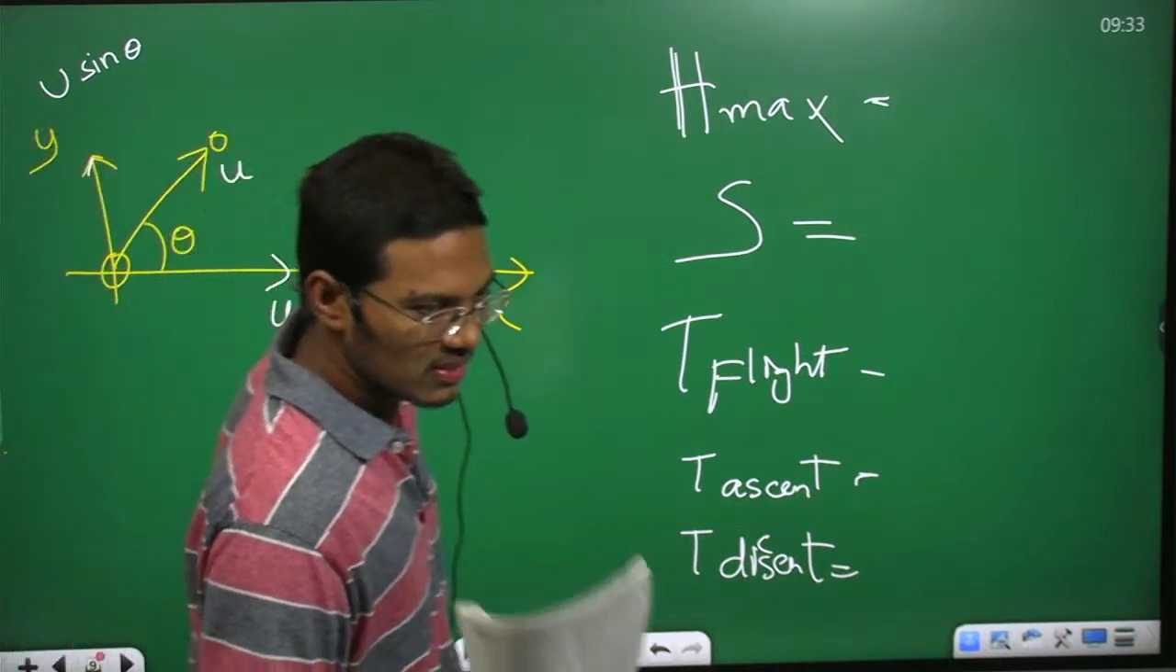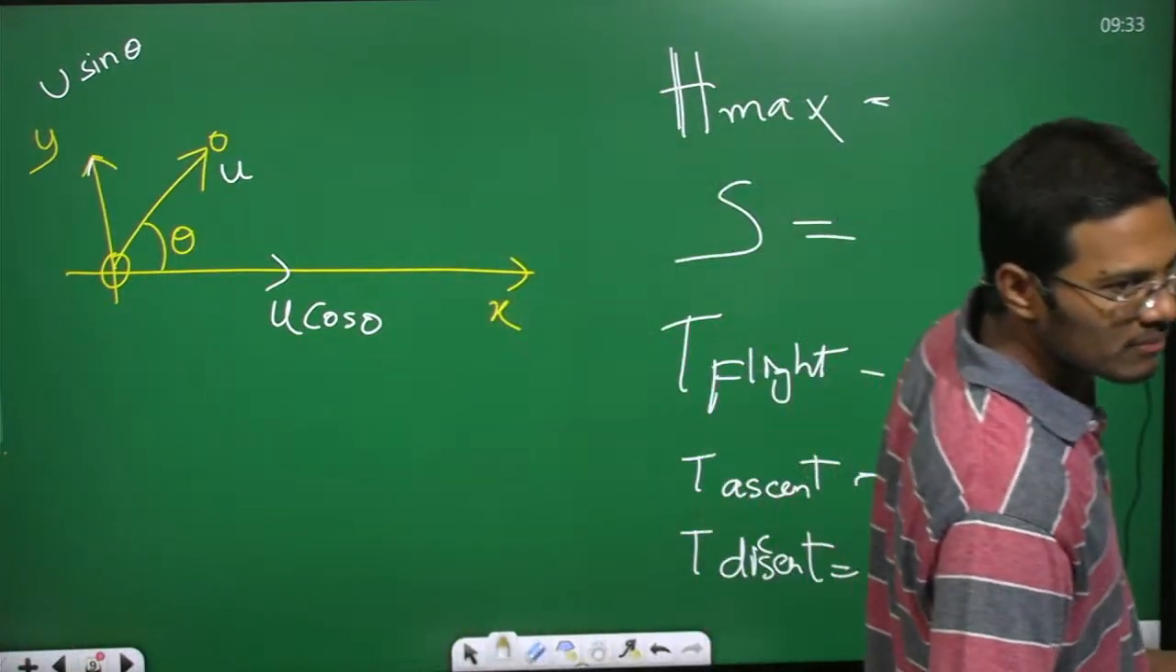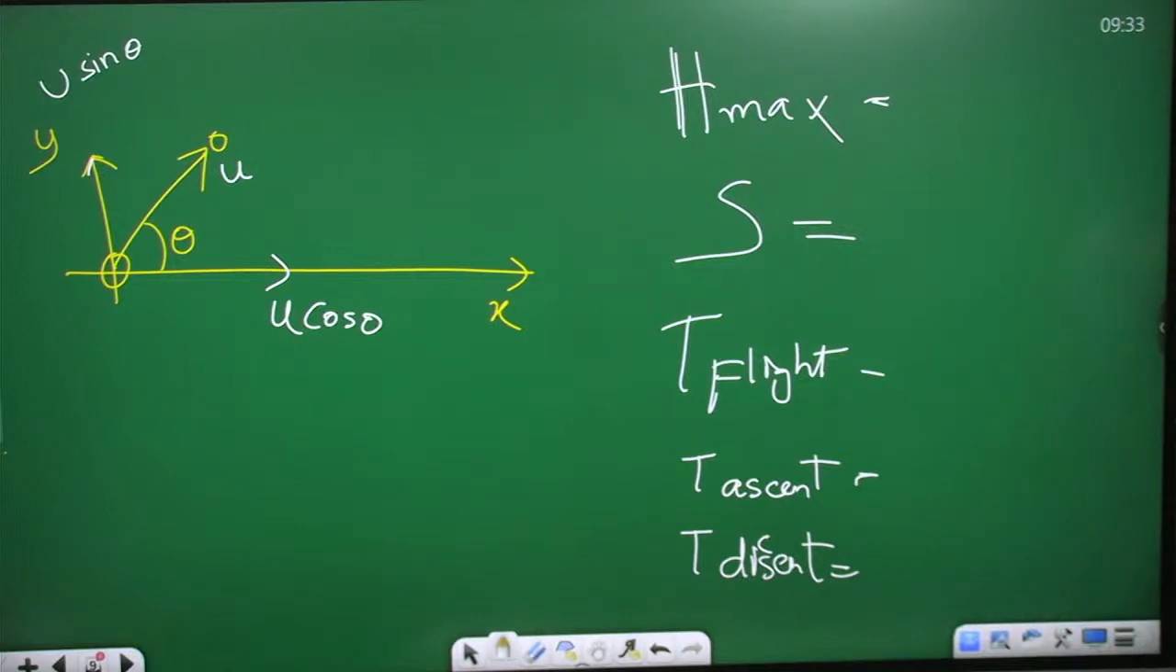There is nothing much logic involved here. Yes, you can try. You said u square by 2g, right? I replace u with u sin theta. What will you get? U square sin square theta by 2g.